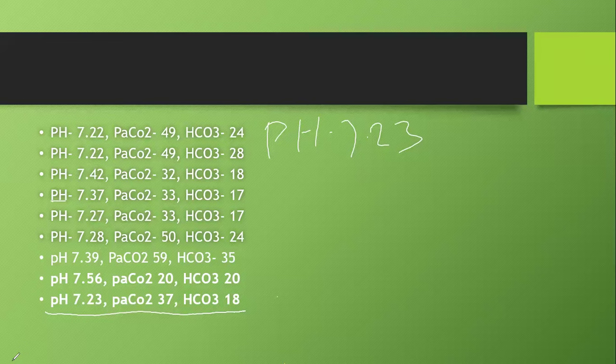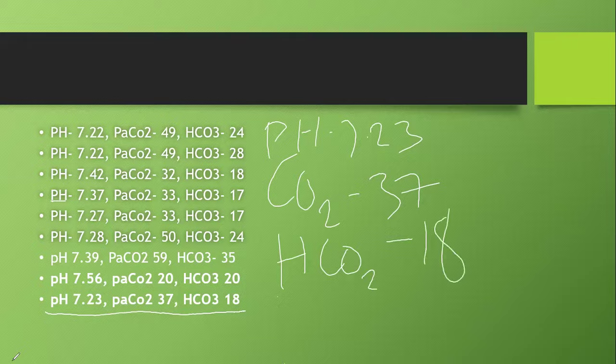Okay, so we are using this last example. Let us all do it together. Pick a pen, pick a paper. Don't just watch. If you watch, you might not understand. Write pH 7.23. But carbon dioxide is 37. Bicarbonate is 18.